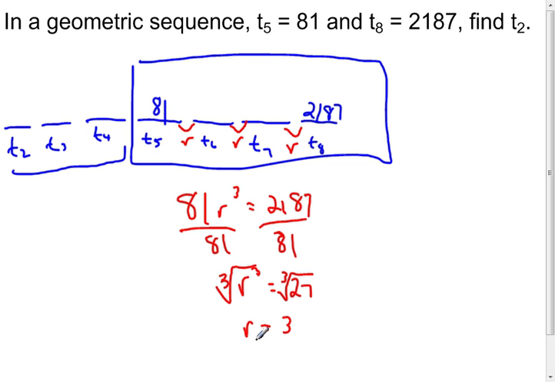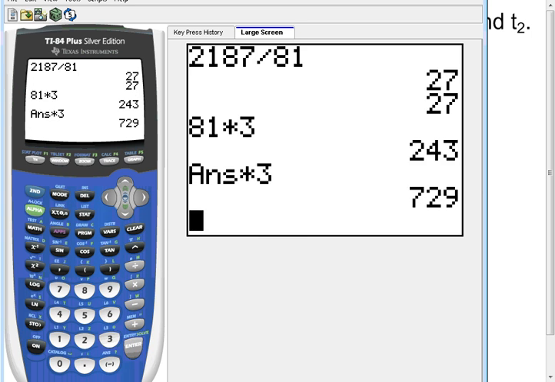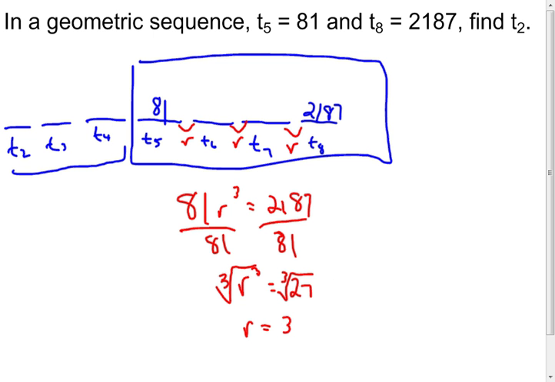Okay, so we do 81 times 3. We get 243. Then we times by 3 again, and we get 729. So 243, 729, and then 729 times 3 is 2,187. Okay, so if we want to figure out term 4, instead of multiplying by 3, to go the opposite way, we're going to divide by 3. So 81 divided by 3 is 27. 27 divided by 3 is 9. 9 divided by 3 is 3. So the second term is 3.